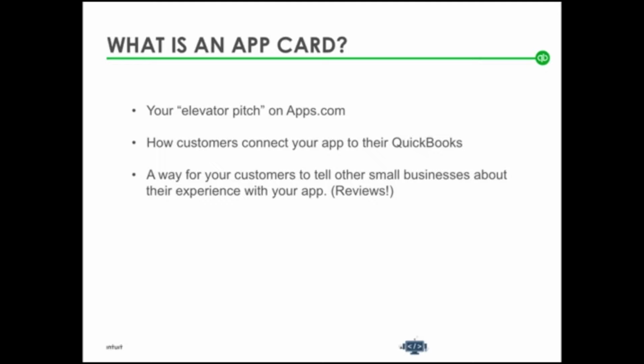As Pierce showed earlier, we've got the Try It Now button on apps.com. So it's one of the ways that they can connect your app to their QuickBooks Online file. And finally, it's a way for customers to tell other small businesses about their experience with your app. So we have reviews enabled on app cards, and users can go in and write reviews about your app. They can tell other users how great your app is, how much time it saved them, how much it's really increased the efficiency of their business. They can tell people about the experience they've had working with your support organization, et cetera. So it's just another way for users to share their experience.